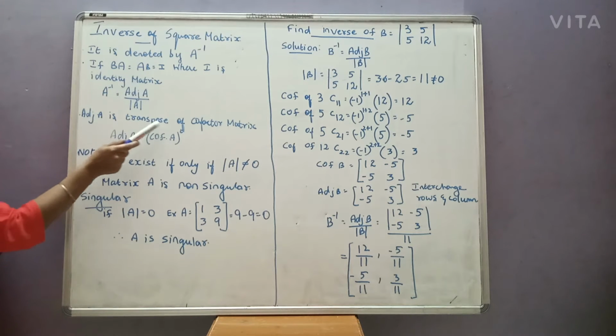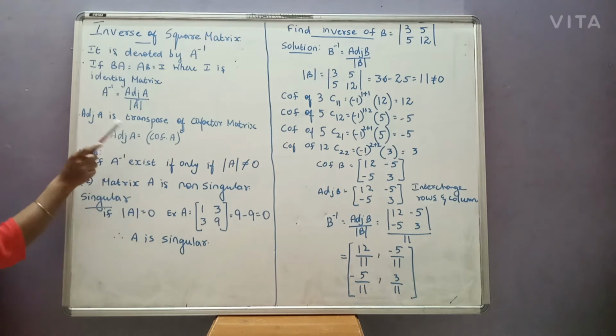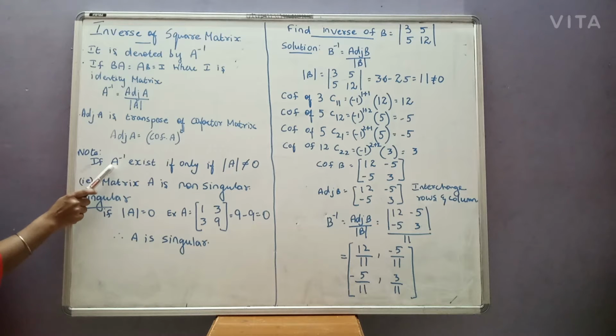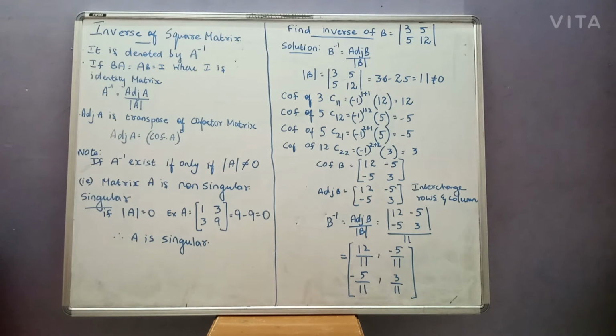Adjoint A is the transpose of the cofactor matrix. That is, adjoint A equals cofactors transpose, where T is the transpose. Transpose means interchanging rows and columns. And one more important concept is A inverse exists if and only if mod A is not equal to 0, that is, matrix A is non-singular.